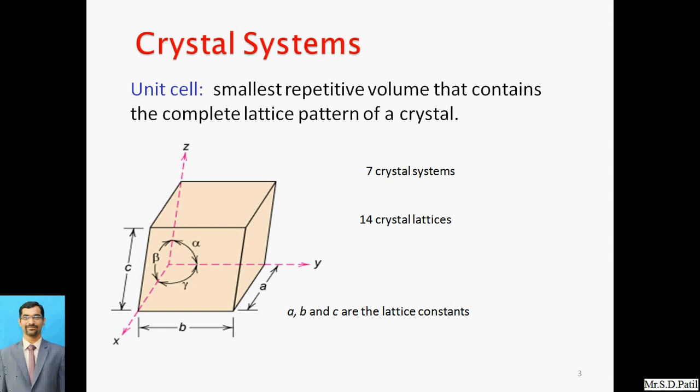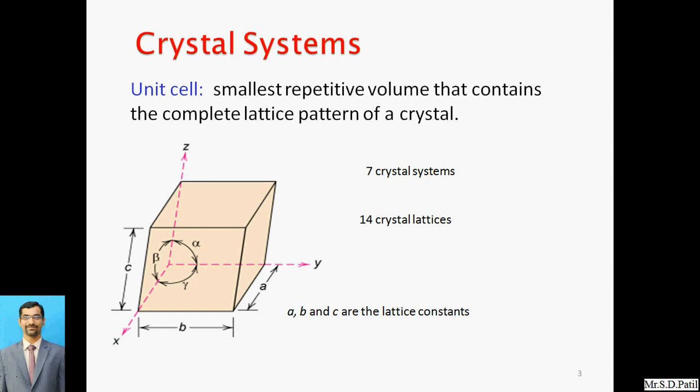Why is it called Miller indices? Because that has been defined by the scientist Miller, and first of all he put those things forward. He is the English crystallographer, and hence this particular indices of the planes are called Miller indices.